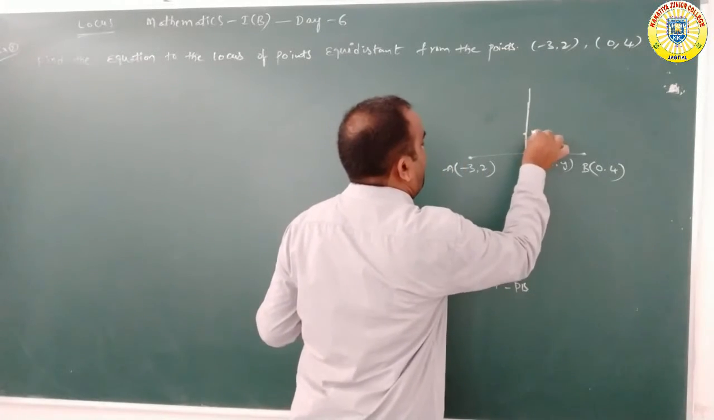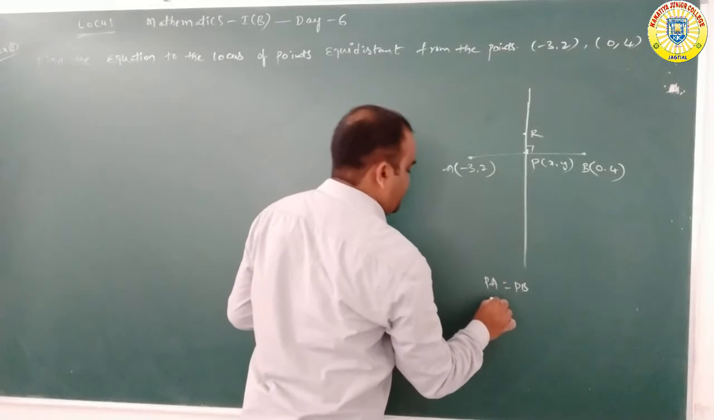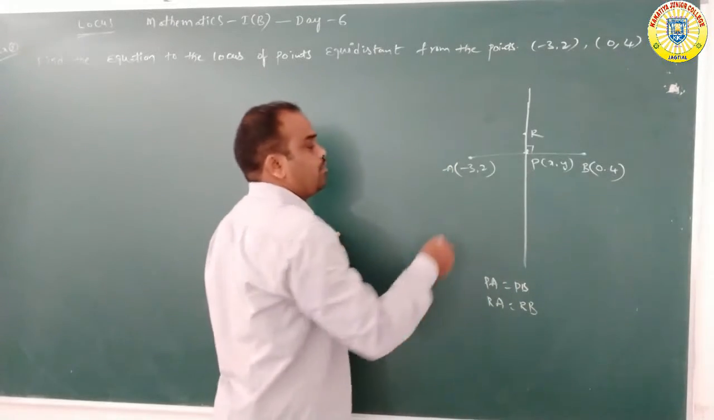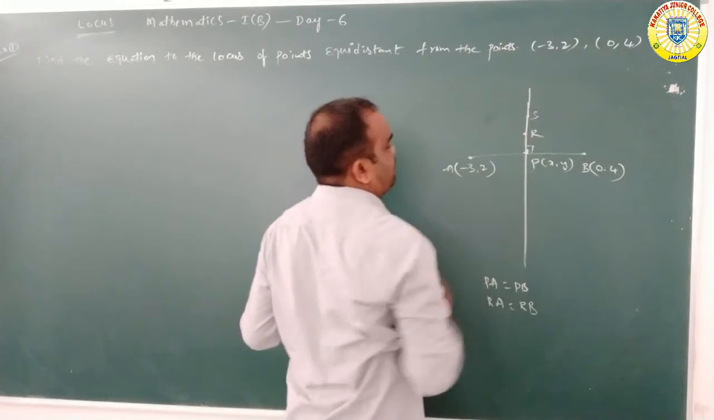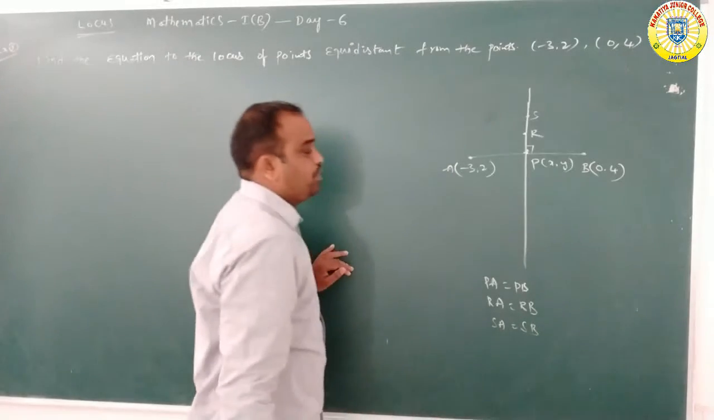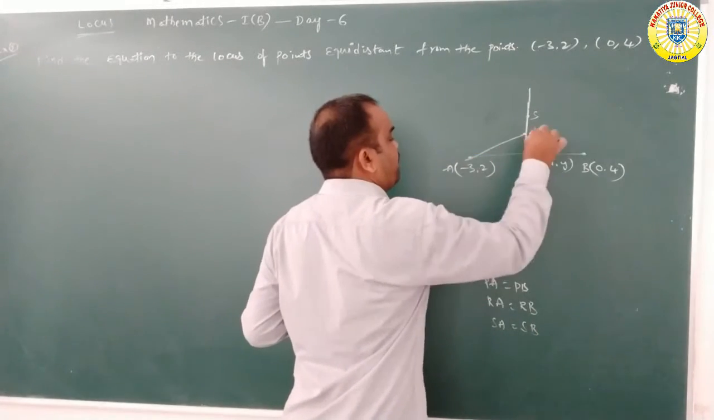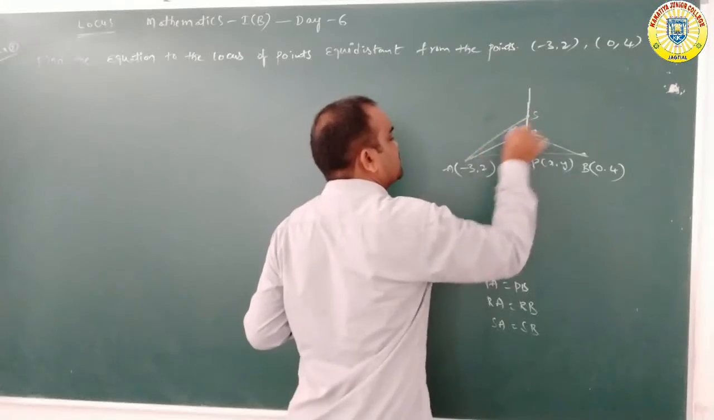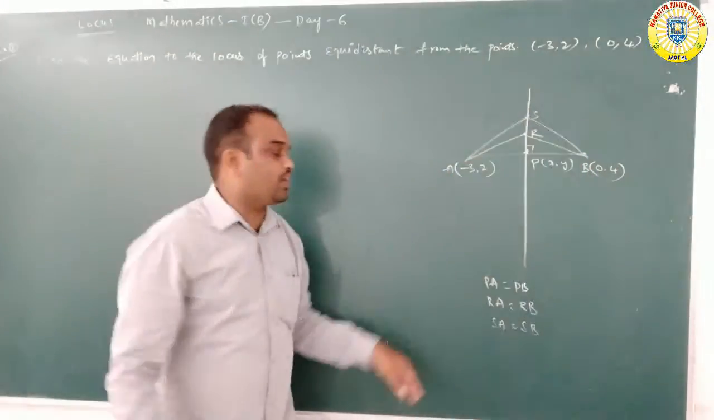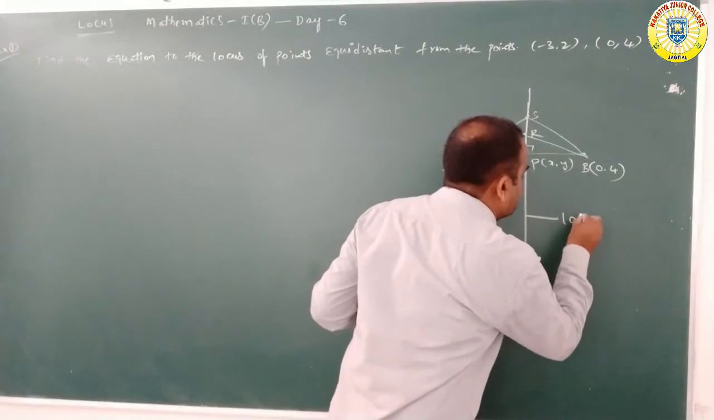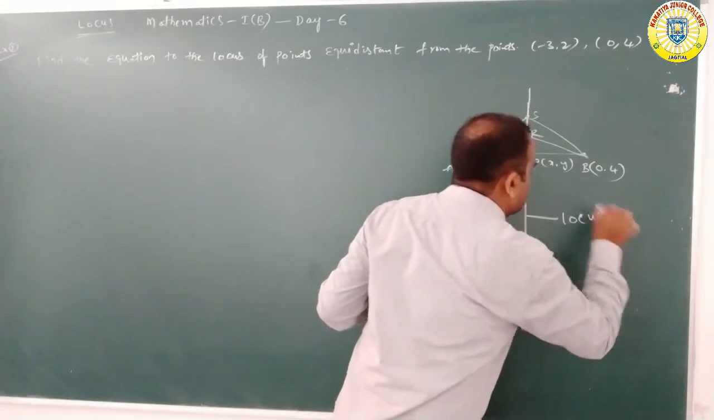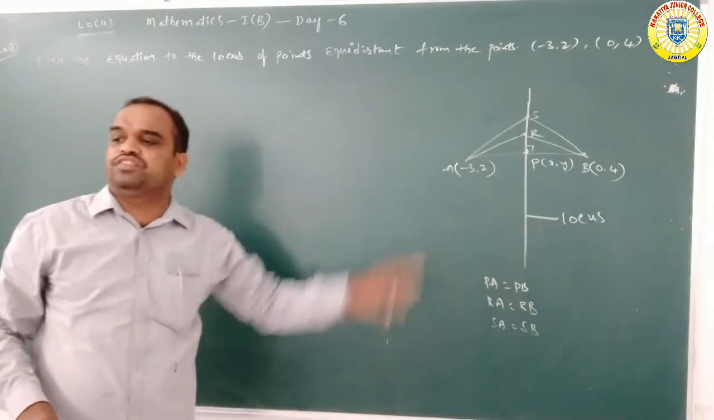Suppose we denote R as another point. Here RA is equal to RB. Next we denote another point S. Here also SA is equal to SB. So any point we take on this line must satisfy our given geometrical condition. Now what is our locus? The straight line is our locus. Now we are finding the equation of the straight line.